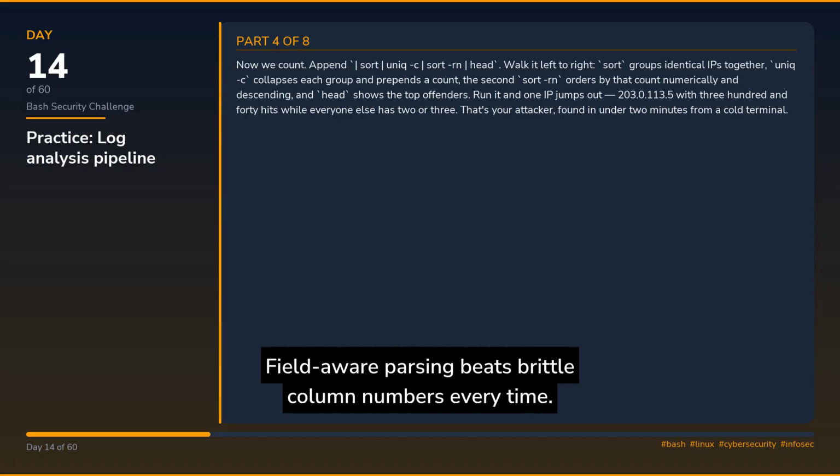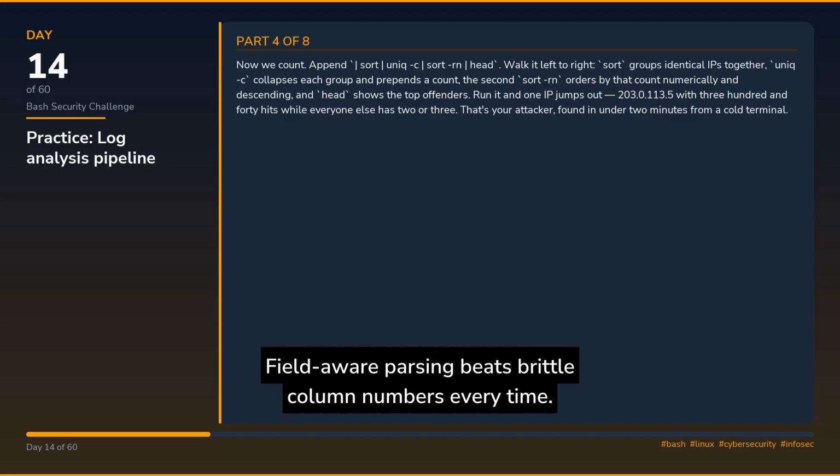Now we count. Append sort, uniq -c, sort -rn, head. Walk it left to right: sort groups identical IPs together, uniq -c collapses each group and prepends a count, the second sort -rn orders by that count numerically and descending, and head shows the top offenders.